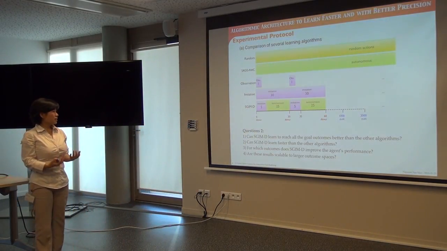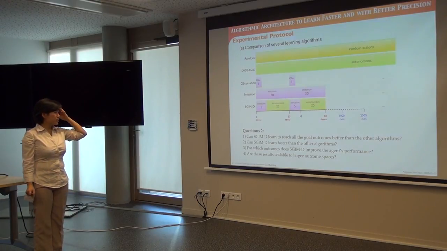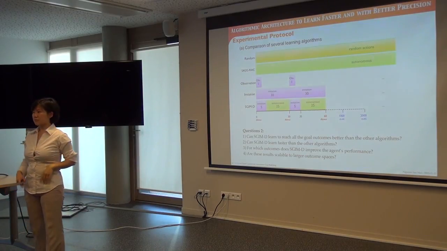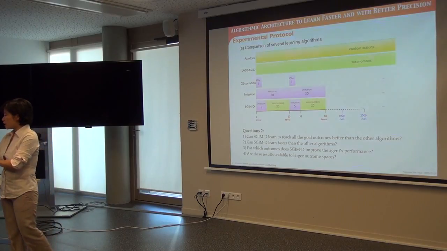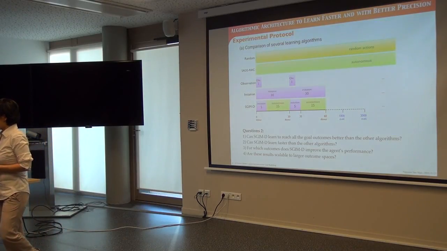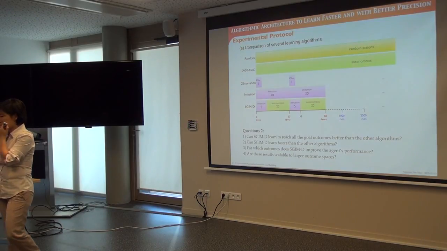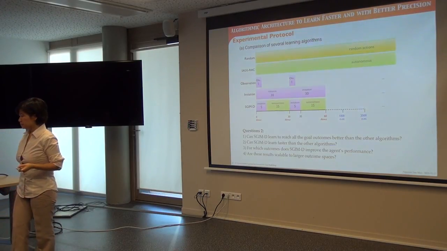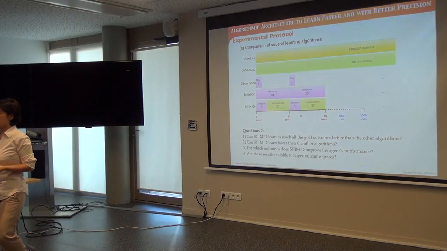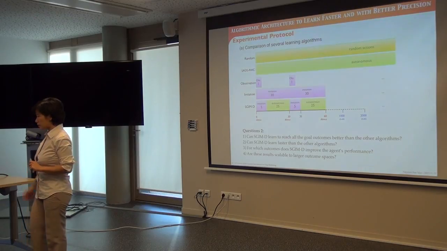So our question is, can SGIMD learn to reach all the goal outcomes better than these algorithms? And could it learn faster? Also, for which outcomes does SGIMD improve the agent's performance? And the fourth question is, could these results be scalable to a larger outcome space?